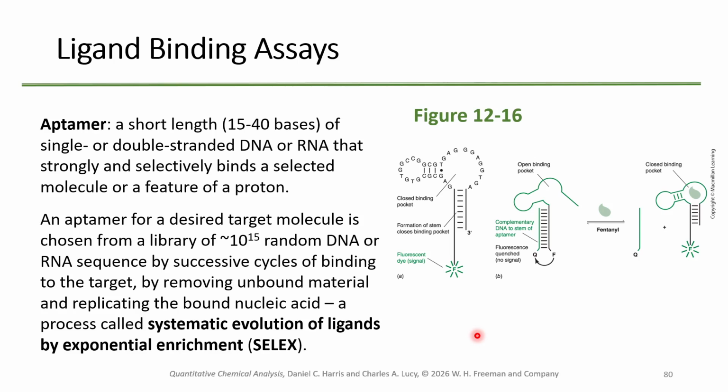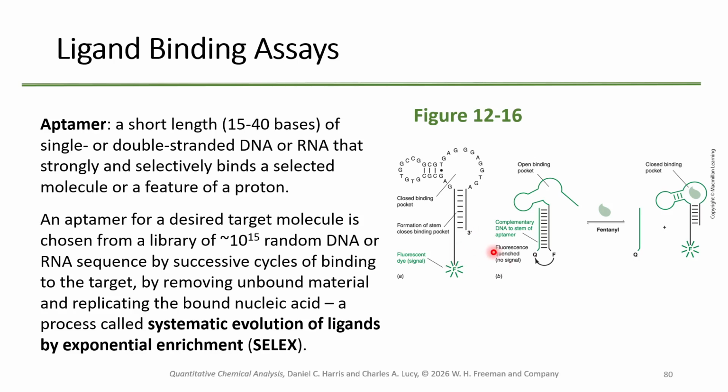If you do. Anyways, those are all binding constants, right? So this is actually an aptamer. It's going to be a short length, which is 15 to 40 of the single or double-stranded DNA or RNA. It'll strongly and selectively bind a selected molecule or feature of a protein.